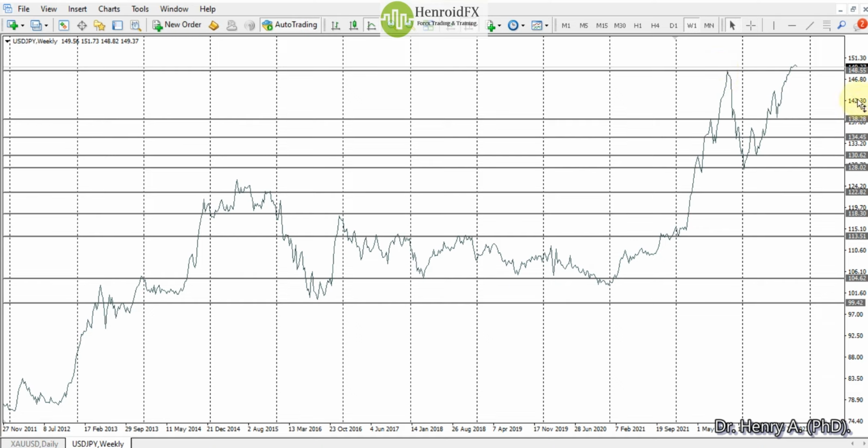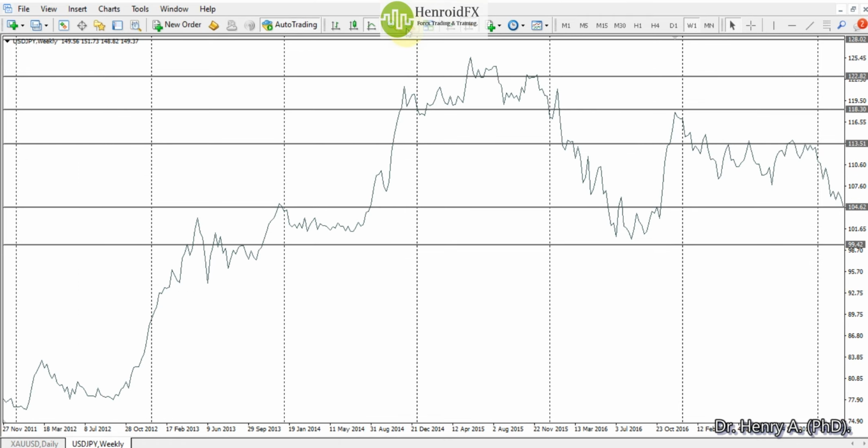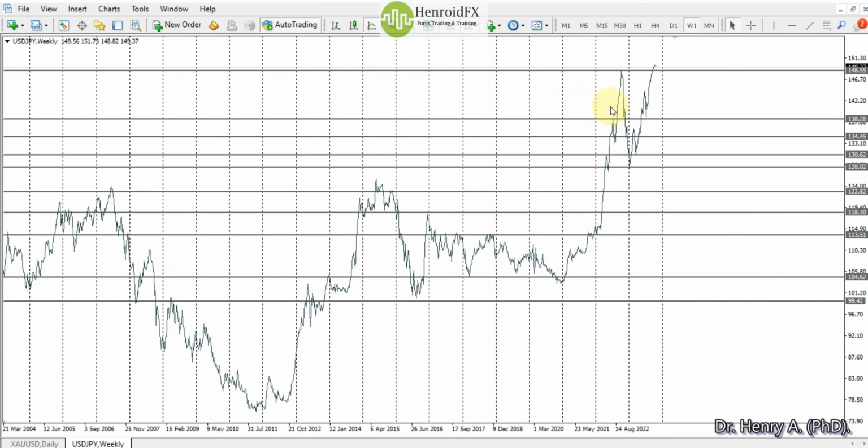Now if we squeeze it further, that's all we can get from 2004 to 2022. Okay, if you look at here too, there's something I'm seeing here. You can see this. You can see this. This is also very important. So that's that for the weekly time frame.